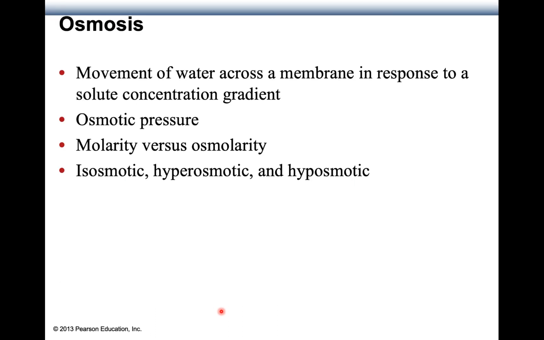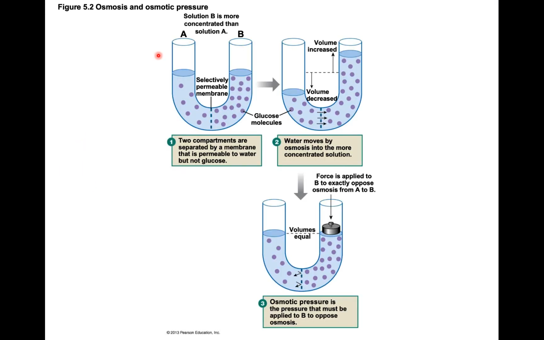So here we have the definitions once again. Osmosis is the movement of water, and that's going to be water moving towards areas of high solute concentration. And the movement of water generates what we call osmotic pressure, and we'll look at this in just a moment. We have the terms molarity versus osmolarity, which we will define as well. And we have the terms isoosmotic, hyperosmotic, and hypoosmotic. The next few slides will cover these 4 bullet points and will all pertain to osmosis.